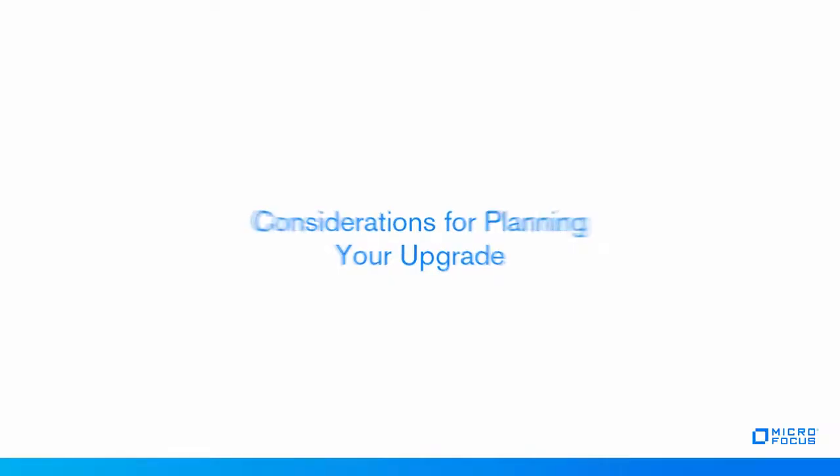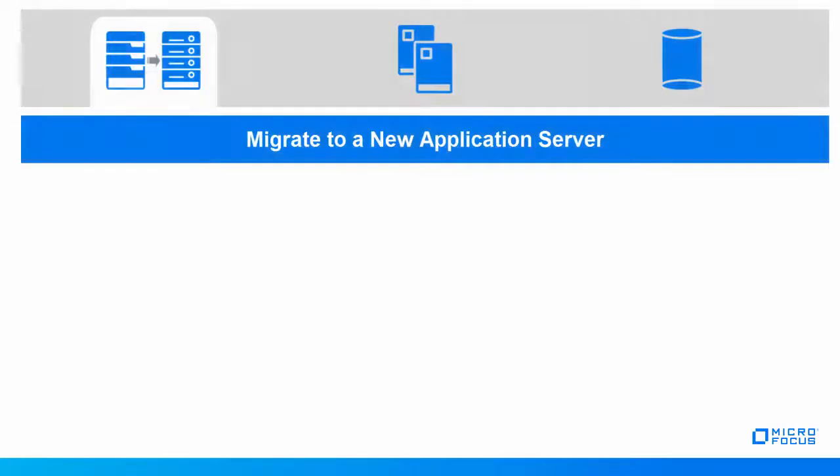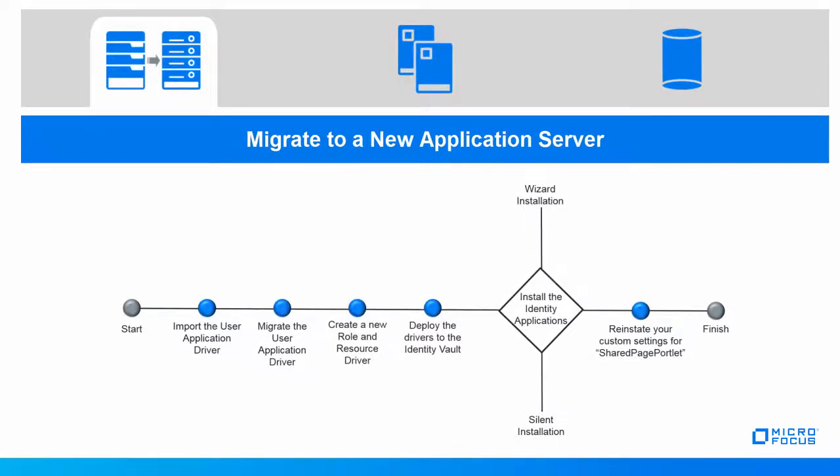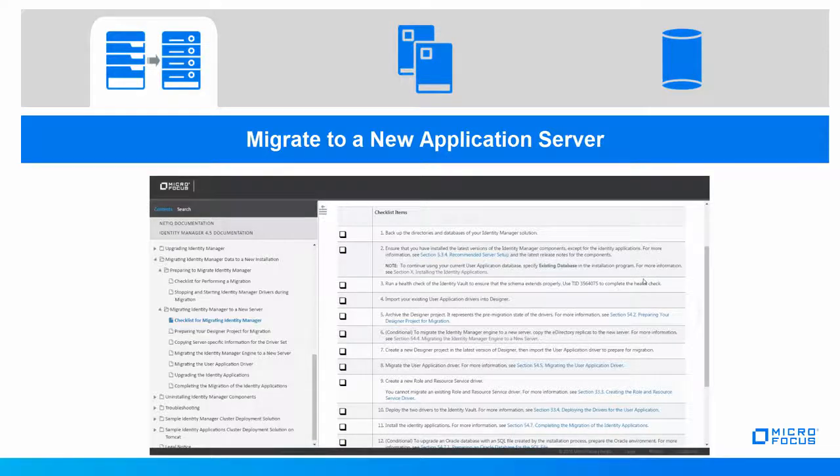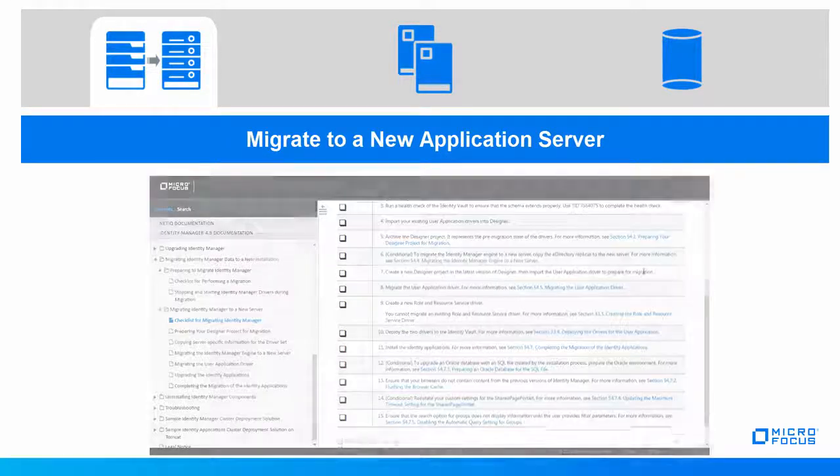Considerations for planning your upgrade. Migrating to a new application server. This requires you to import the file from 4.0.2 to 4.5 folder. Then go over to your cascading style sheets and convert or update them to your new theme. You must perform all the preparation tasks before starting the user application migration as discussed in the setup guide.